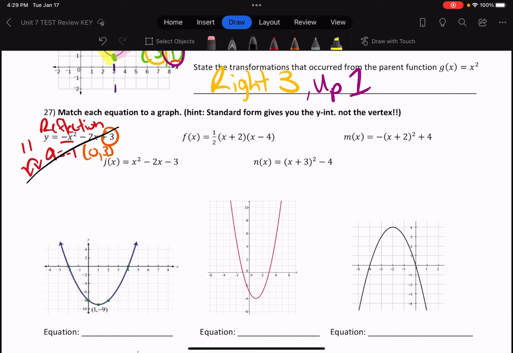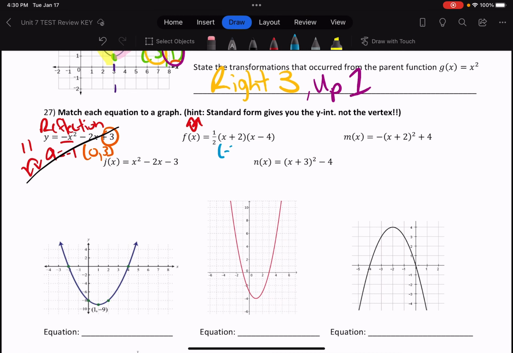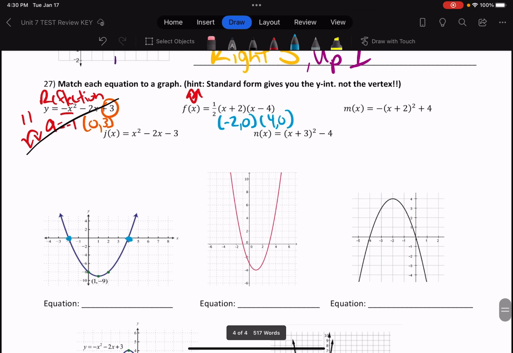Let's go to the next function. My a value is positive, so I know it is going to be facing upwards. And this is given to me in factored form, so I can say that my x-intercepts are -2, 0 and +4, 0. So I've got to find somewhere where I've got -2, 0, +4, 0, and it's facing up. This first equation matches that, and it's the only equation that matches that.